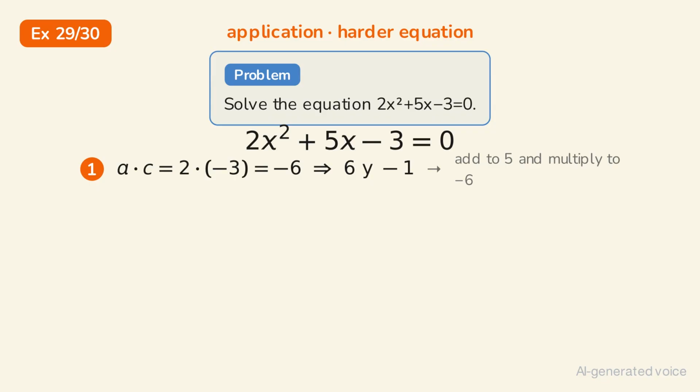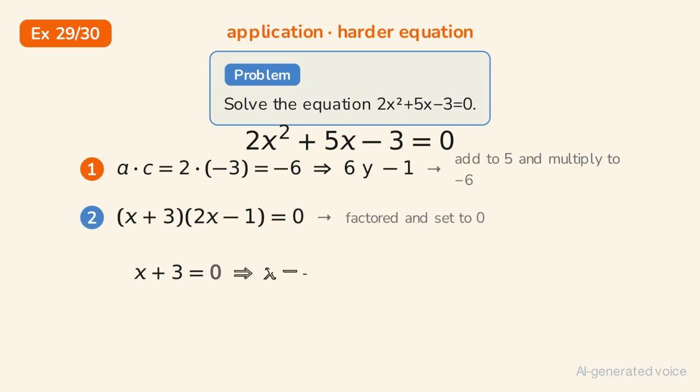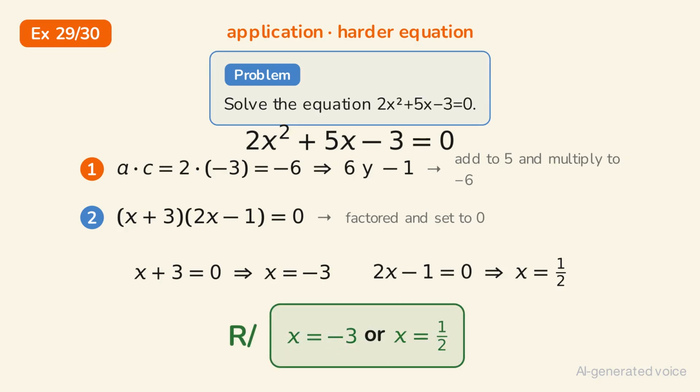Splitting the middle term and grouping, the trinomial factors, we get x plus 3 times 2x minus 1 equals 0. So either x plus 3 is 0, giving x equals minus 3, or 2x minus 1 is 0, giving x equals 1/2. The answer, x equals minus 3, or x equals 1/2.